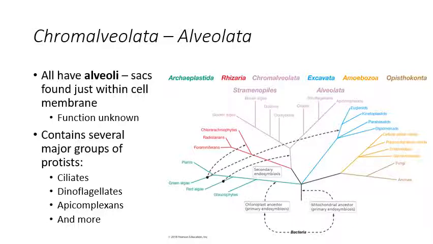One thing that's special about the superphylum Alveolata is that all of them have a structure called the alveolus, or alveoli, it would be plural, which is a little sac just inside the membrane, and no one knows what it does, but they all have it. There are a few different theories about what it does, but we just don't know for sure. Again, there are a lot of different groups of protists within the superphylum Alveolata. We're only going to worry about a few of them: the Ciliates, the Dinoflagellates, and the Apicomplexans.